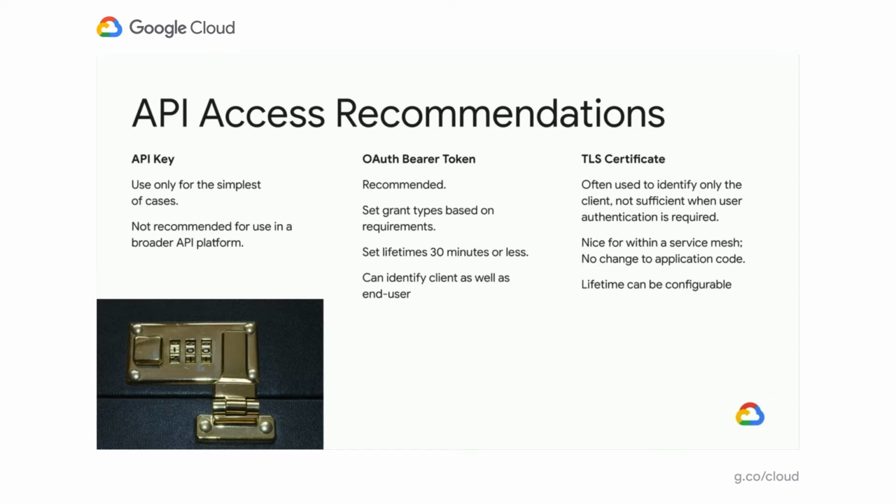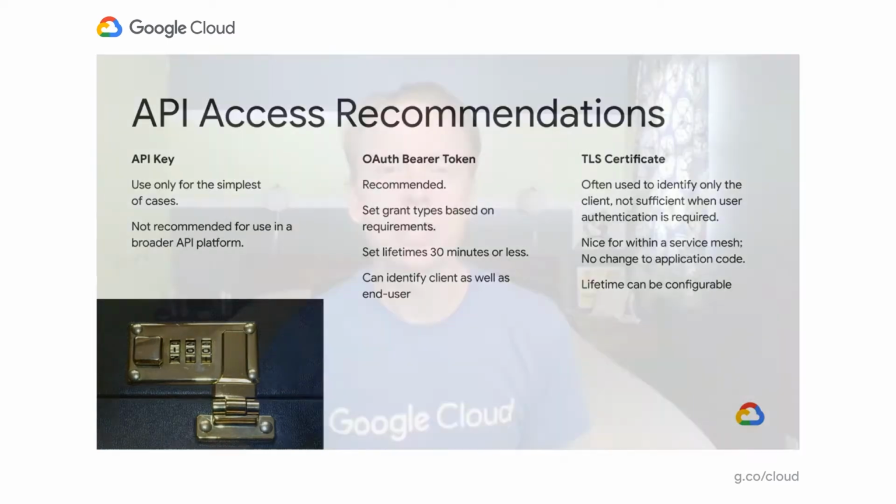One of the things in common with all of these methods is that they identify the calling client. OAuth tokens, however, can also identify not just the client, but the end user as well. So Dino, what situations do you see customers using these different mechanisms to secure their API access?